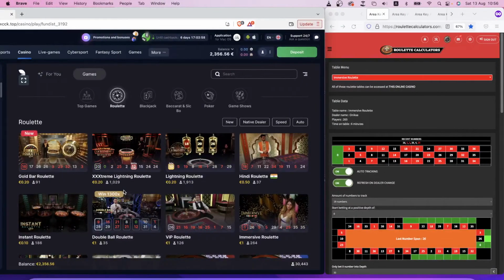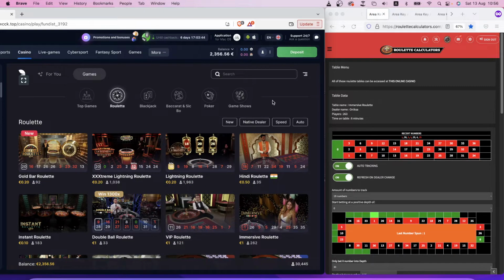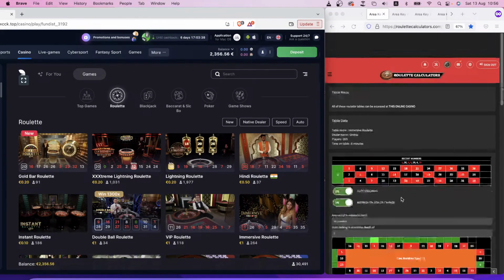Ed Clark back with yet another session using the area key from the auto trackers hosted on roulettecalculators.com. If you've been following the series, I've taken this balance up from €100. I haven't made any withdrawals yet, and I'm just building the balance and increasing my stake. So I'm playing higher stakes roulette compared to what I normally do.